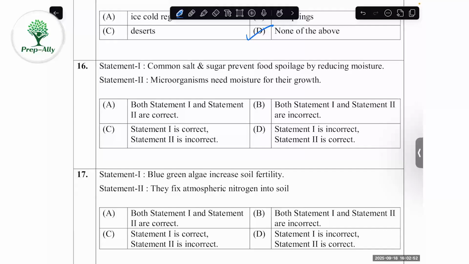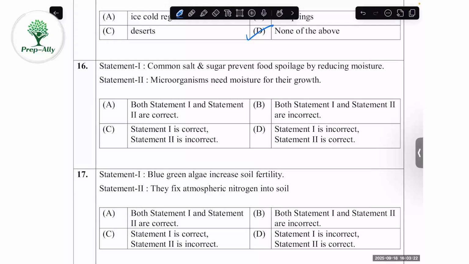So they prevent the food spoilage. We take statement two: microorganisms need moisture for their growth. Yes, especially fungi. Whenever there is moisture, it will cause spoilage. The best example is bread spoilage. Bread should be stored in a dry place. If bread is exposed to even a small drop of water, what will happen? It will give a good room for fungal growth.